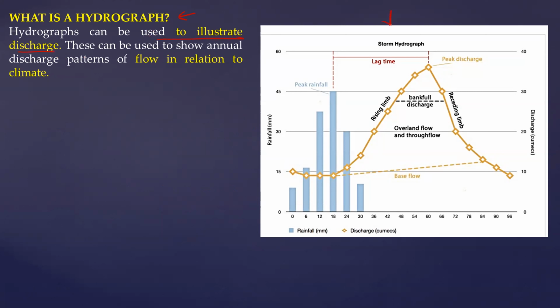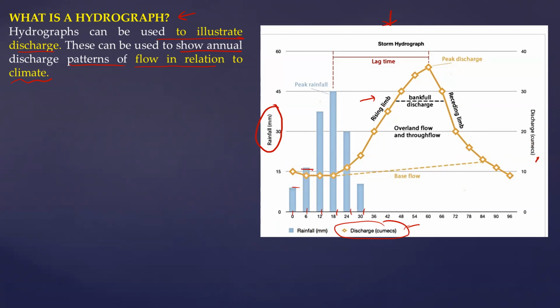So if you observe, this is a representation of a hydrograph, and these are used to show annual discharge patterns of flow in relation to climate. So what kind of climate is there and what kind of discharge is there? So the climatic parameter, if you see, here is the rainfall in millimeters. You see that? And then you have this rainfall given here in the bars, and there is discharge in Q, or Qmax. So if you observe here, with rainfall, how this pattern changes and varies, right?